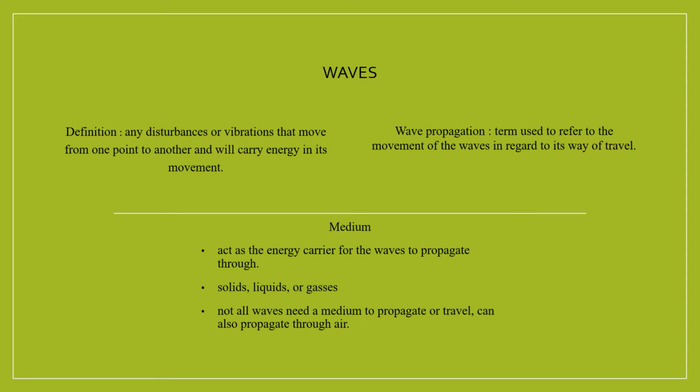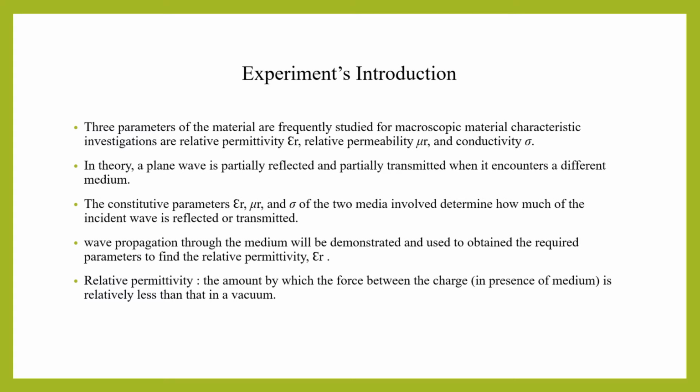That is not the case for all waves, as some don't need any medium to propagate as they can do so through air. Now we will move on to the specific of the experiment. Usually for material characteristic, we can study the relative permittivity, relative permeability and the conductivity, but for this one we will focus on the relative permittivity. In theory, a plane wave is partially reflected and partially transmitted when it encounters a different medium. The mentioned parameters will affect the reflection and transmission of waves, so we can demonstrate and use the concept of wave propagation through medium to obtain the relevant information needed.